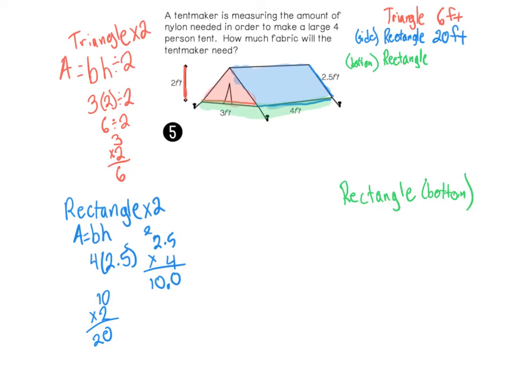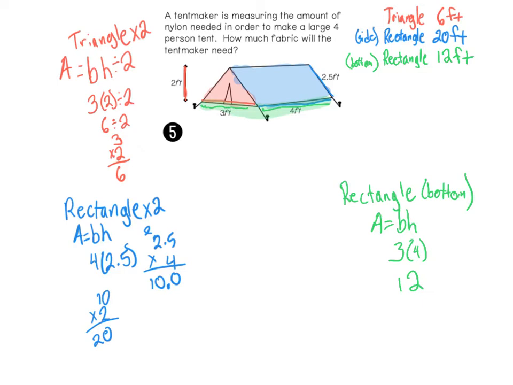Now, for area, it's base times height. Now, the base of this, you can choose either 3 or 4. I'm going to go ahead and mark that this is the base, 3, and then the height of that rectangle is 4. So we do 3 times 4, which is 12. So 12 feet. And there's only one of those, because there's only one of the bottoms. So now we don't have to multiply by 2.